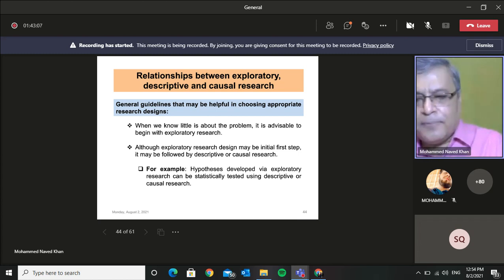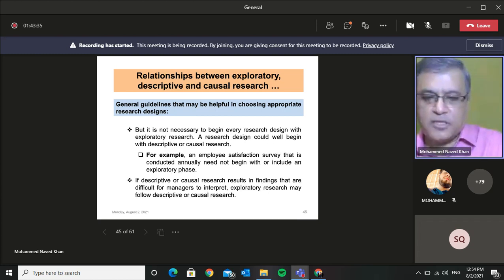Sometimes, when we have carried out exploratory research, the natural next step is to go for a descriptive design or a causal design. For example, suppose the hypothesis which we have developed. If you recall, we already discussed that we develop the hypothesis during the exploratory stage. So it can be statistically tested during the subsequent stages of research, that is, the conclusive research, descriptive or causal research.